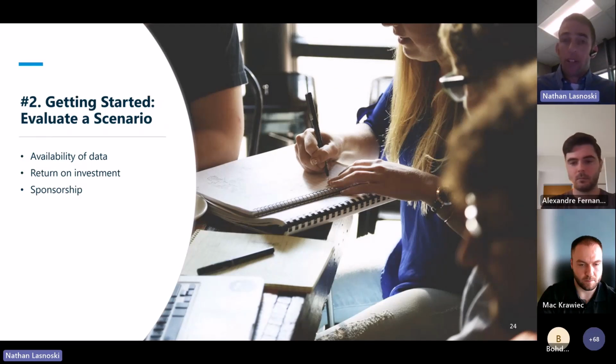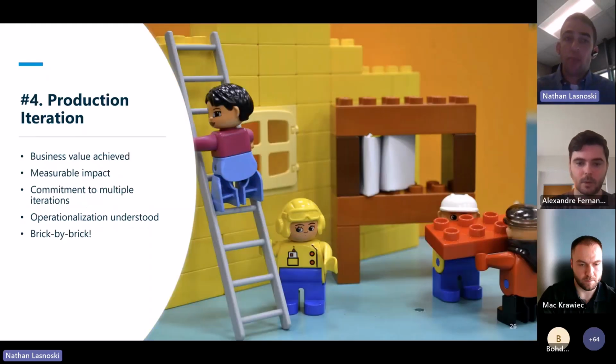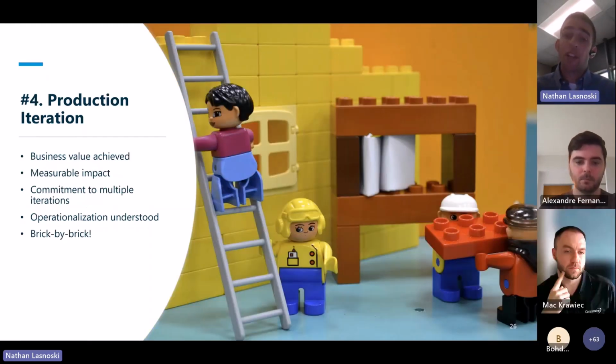So whether it's starting with an envisioning session or starting with evaluating a scenario and picking one, you then move into developing a pilot that has a goal of delivering value on a constrained set of capabilities to the business. And then ultimately moving into a production iteration that's built sort of brick by brick, capability by capability, raising up.